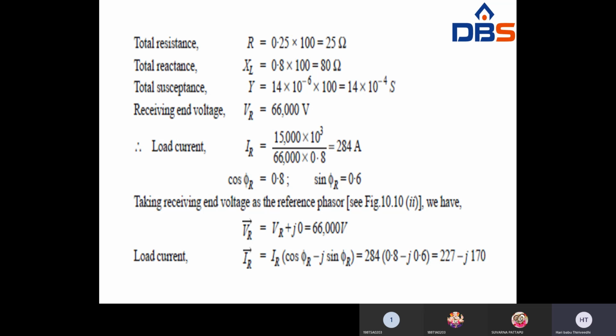In the previous one only, they gave resistance per phase, but here the total line length is 100 kilometers, and they gave resistance per 1 kilometer as 0.25. So for 100 kilometers, what will it be? R is equal to 0.25 into 100, that is 25 ohms. Similarly reactance XL is 0.8 per kilometer, so for 100 kilometers, 0.8 into 100, that is 80 ohms. Total susceptance Y is equal to 14 into 10 power minus 6 into 100. This is also applicable for 100 kilometers.